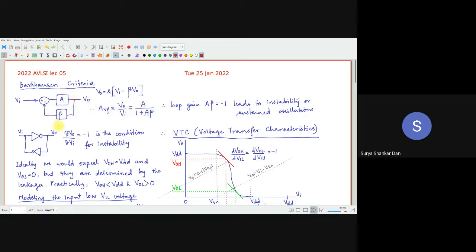Now, what is the loop gain? If you notice, the loop gain is A beta. Now, the pole of this system happens to be this 1 plus A beta equal to 0. Why is it a pole? Because at that particular point, this AVF becomes undefined. So A beta equal to minus 1 leads to instability or sustained oscillation. Instability is something very bad for our amplifier or digital ICs or whatever circuits you are making. However, if you are making an oscillator, then A beta equal to minus 1 is something which you require, because that will essentially ensure the sustained oscillations.